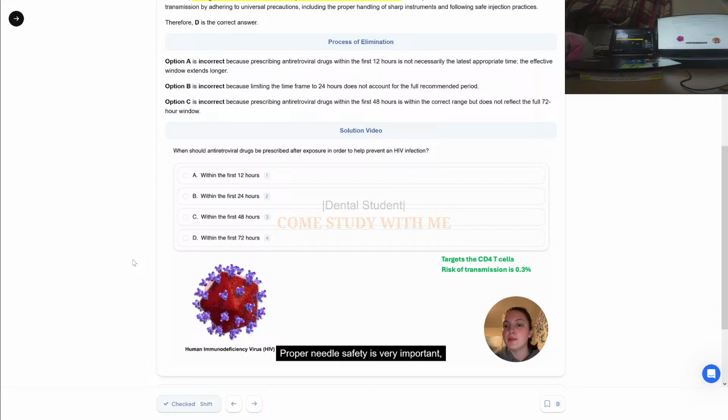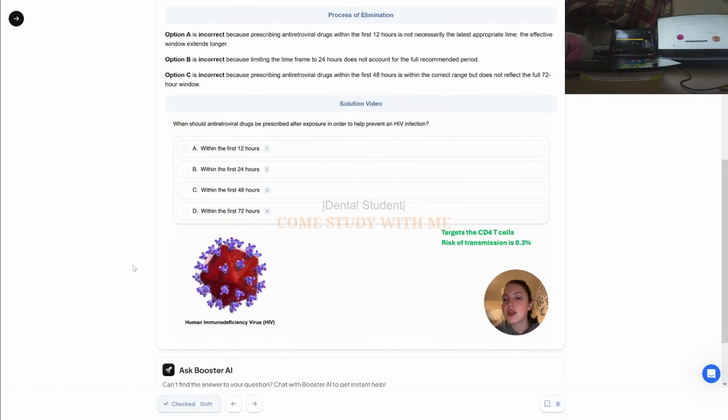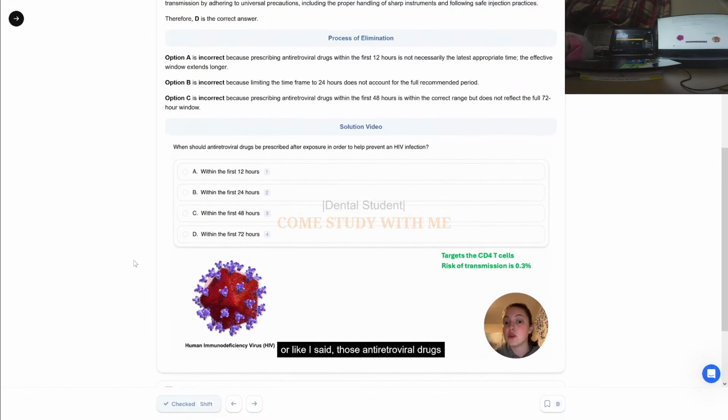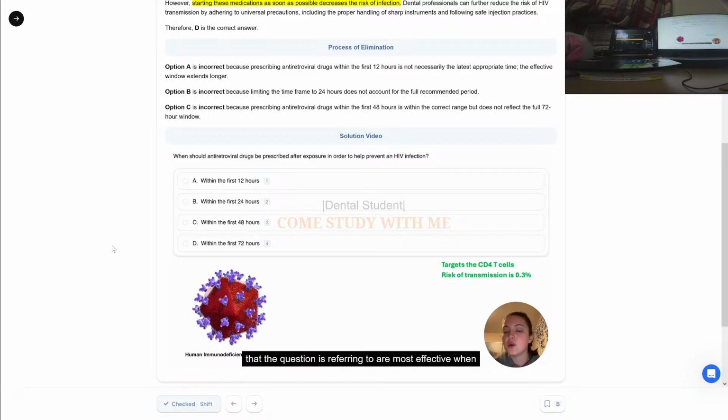Proper needle safety is very important, and in the event of a needle stick exposure to HIV-infected blood, the incident needs to be reported, the wound needs to be washed, and post-exposure prophylaxis, or antiretroviral drugs, may be indicated. Now, this post-exposure prophylaxis, or like I said, those antiretroviral drugs that the question is referring to, are most effective when started within the first 72 hours, or 3 days, from the potential HIV exposure. This is the full extent of the effective window, but theoretically, it's good to tell someone who has been exposed to try and take these medications as soon as possible to decrease any risk of infection.